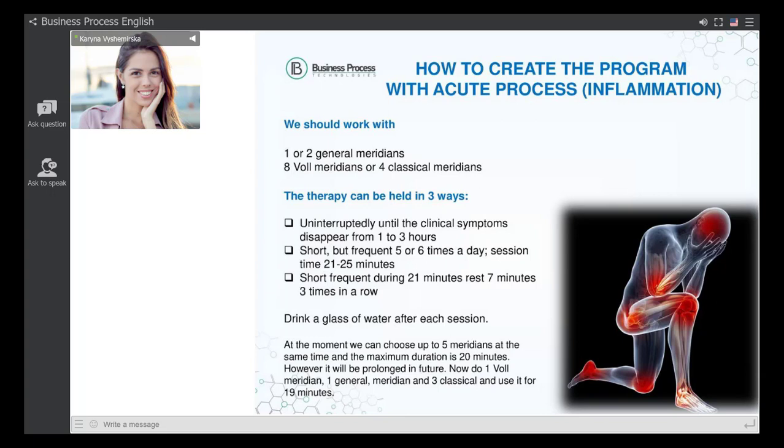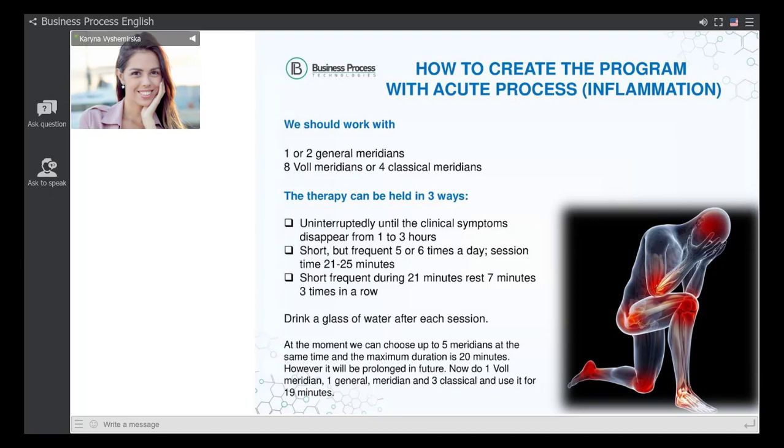So the number should be odd, the number of sessions and the number of minutes. And in this case, we should use 19 minutes. It will be enough. Short, frequent, 5 or 6 times a day during 19 minutes. And the third one is short but frequent during 21 minutes. In this case, for now, we use 19 minutes, but when the restriction is taken off, you should use it as it says on this picture for 21 minutes, for now 19 minutes.